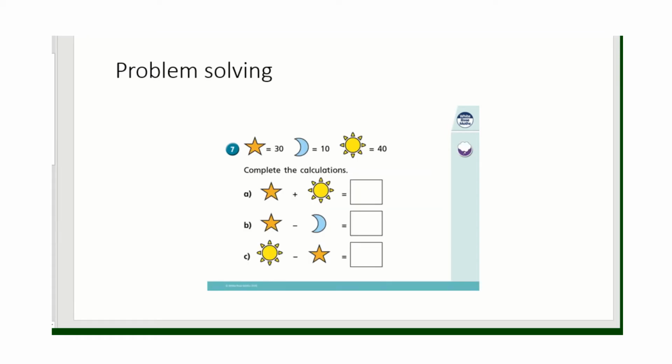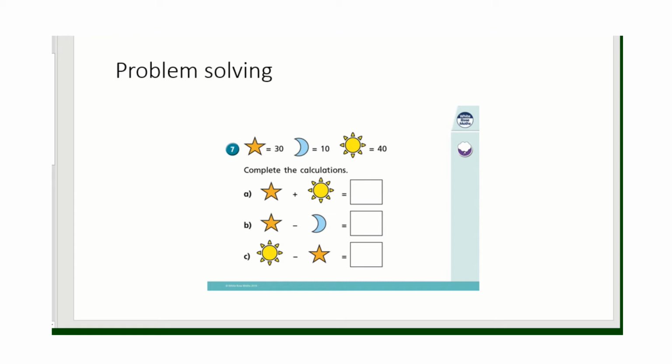Now then, this one, I'm not going to help you with this because this is just using pictures. The star, look, is 30. The moon is 10. The sun is 40. So we've got a star and a sun. So it would be 30 and 40. And if you could do that. Then a star is 30 and the moon is 10. So it would be 30 subtract 10.